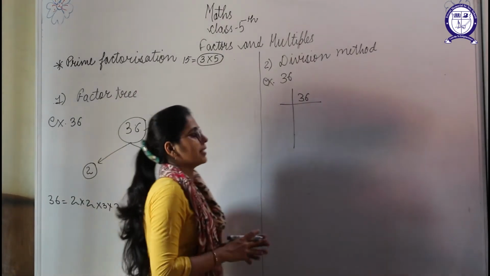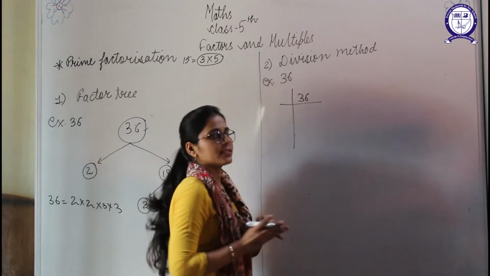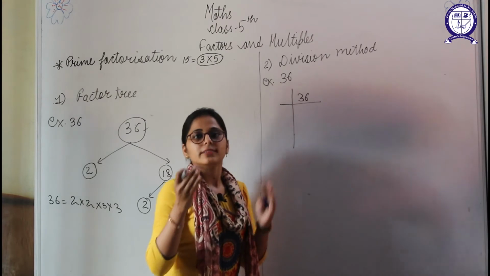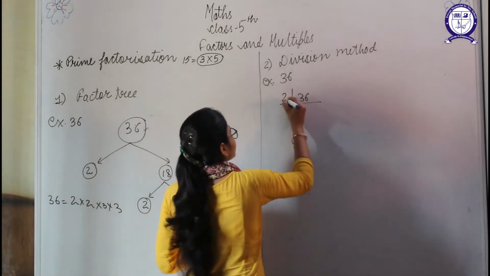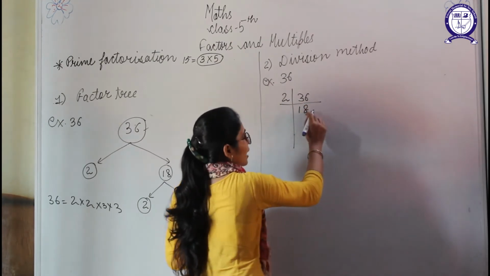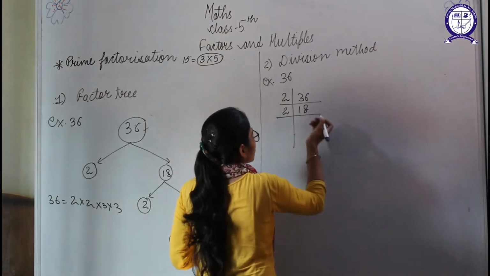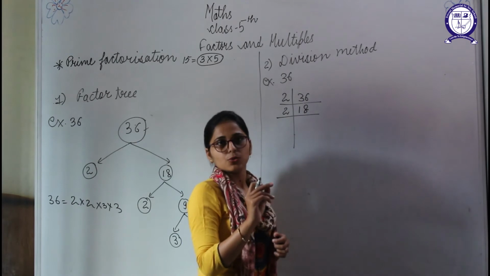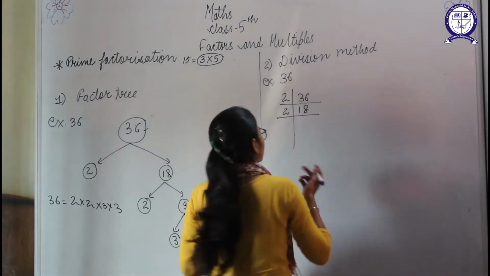Now for the division method, you also have to follow the same rule. You have to divide the number by the smallest prime number. Means you try to divide by 2, then by 3, then by 5, then by 7. So 2 will give us 18. You have to write the quotient here. Again you have to divide the quotient by 2 or 3 if it is divisible. If it is divisible by 2, then divide it by 2. Otherwise you have to check for 3 or 5, then 7.